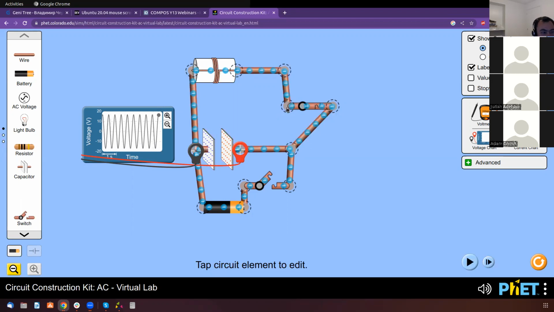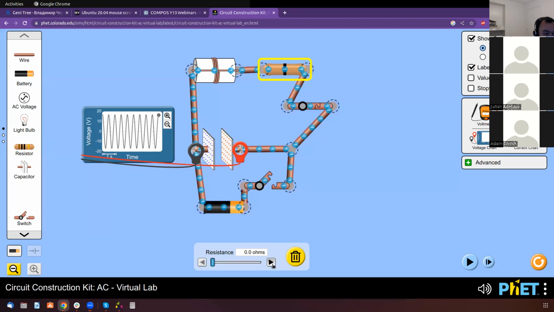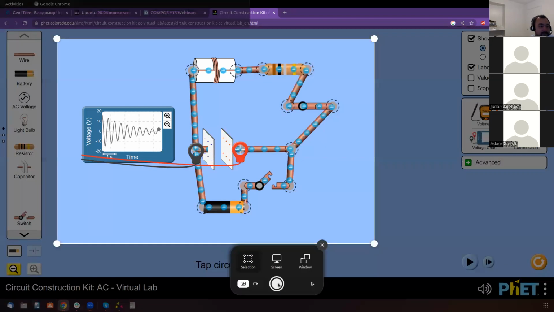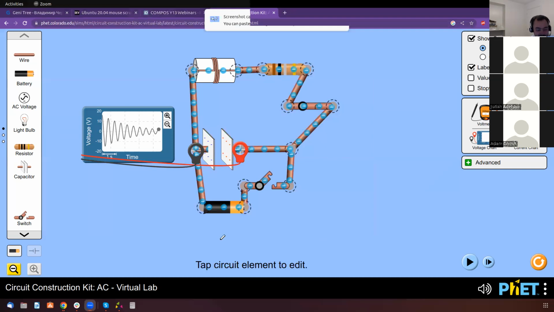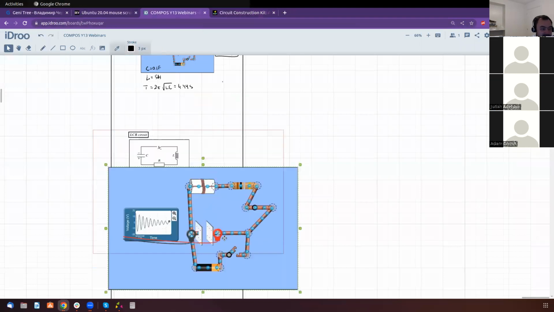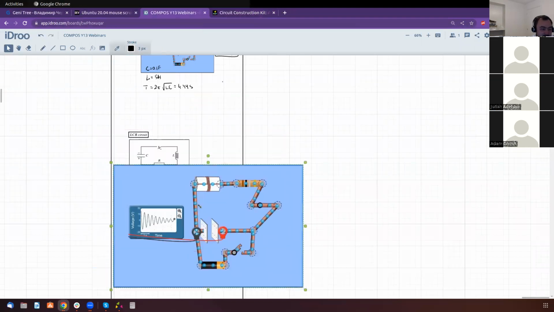Okay, this is a good point to start. So we cut this and we introduce a resistor. Now, watch carefully what happens to the graph. The resistance, let's make it 0.1 ohms. Look at that. Damped oscillations. It's the same as a damped oscillator, like a swing.